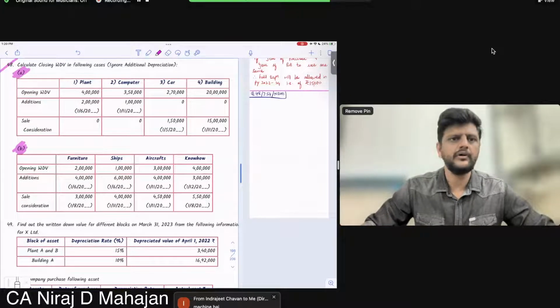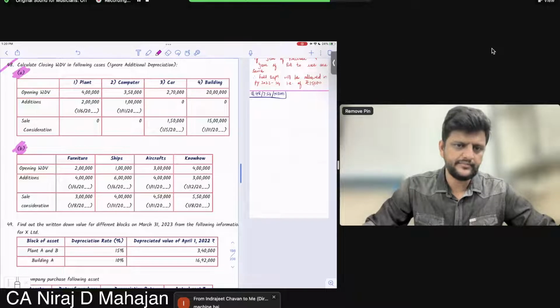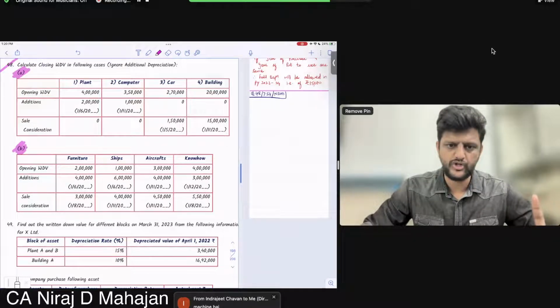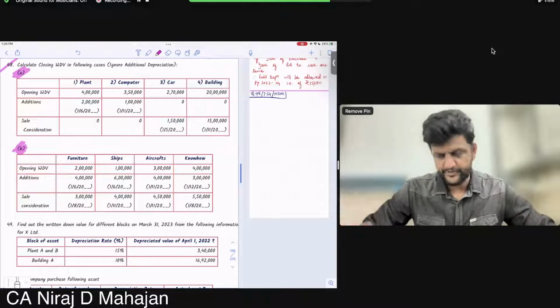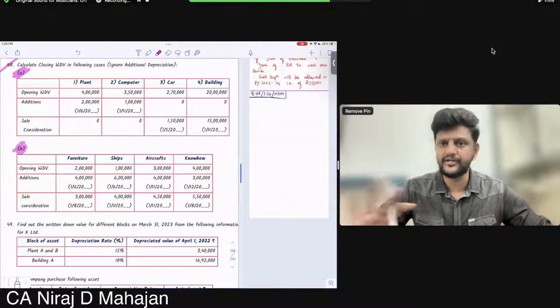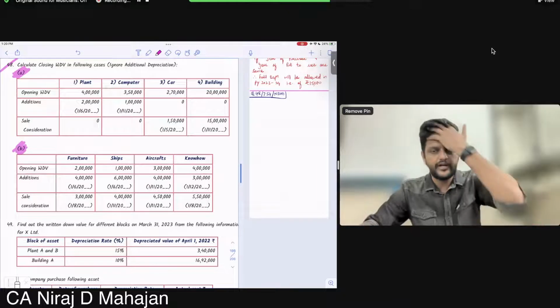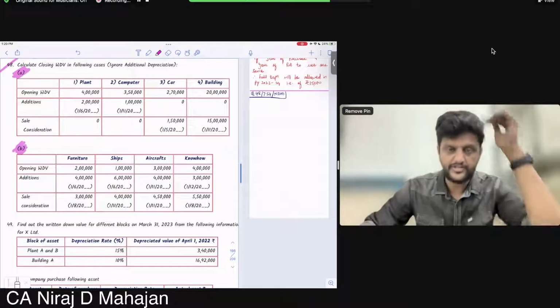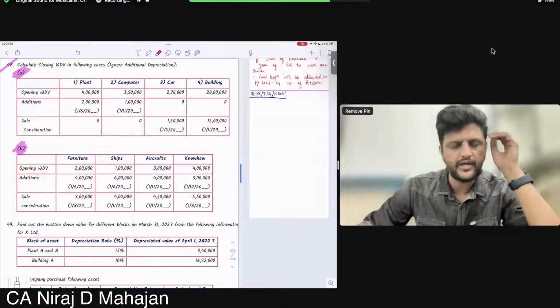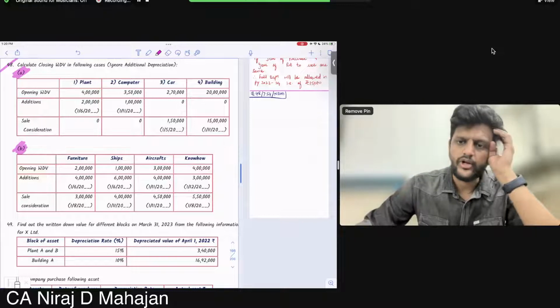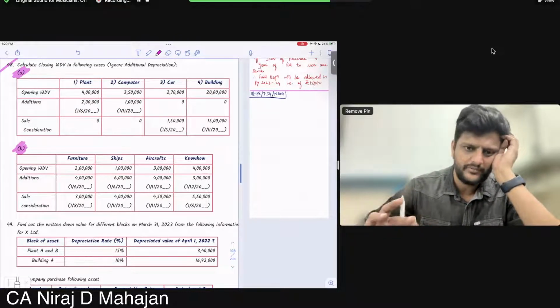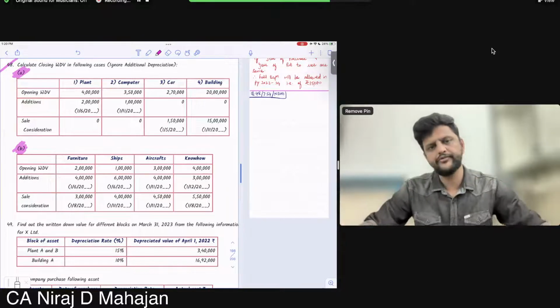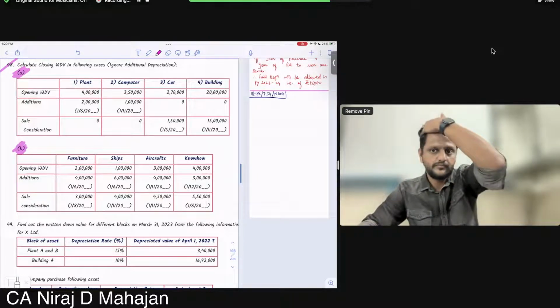Normal plant will take 15%. Computer will take 40%. Even the car, we are charging at 15% depreciation, but car and plant and machinery normally are different. Blocks are different. Are you getting my point or no? Even if the rate of depreciation is matching, it doesn't become the same block or one block. Only motor cars will go under car, and the remaining plants and machineries will go under plant and machinery. Are you getting my point? That's why the blocks are different. Clear?